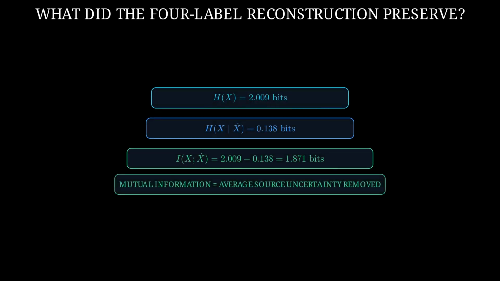Return to the rare pair design. Before the receiver sees a reconstruction, the 5 source readings contain about 2.009 bits of uncertainty. 3 reconstruction labels identify their readings exactly. Only the label 3.5 leaves a choice between source levels 3 and 4. Averaged over every label, about 0.138 bits remain. Subtracting leaves about 1.871 bits preserved by the reconstruction. This average reduction in source uncertainty is called mutual information.